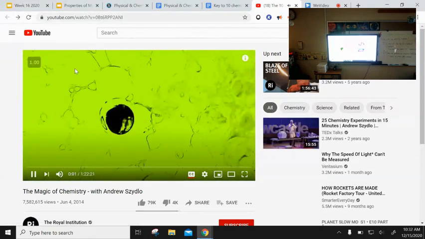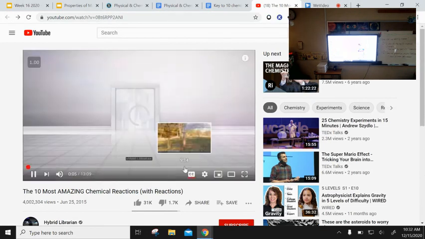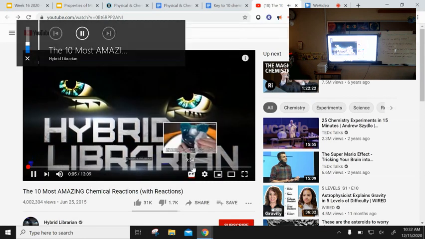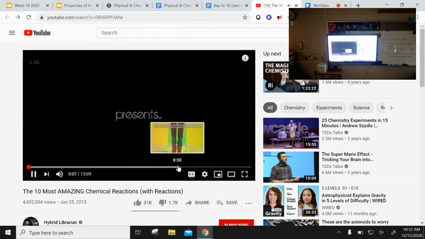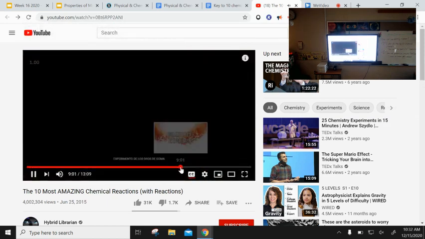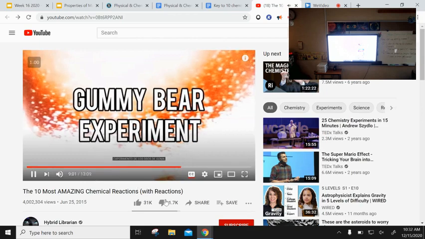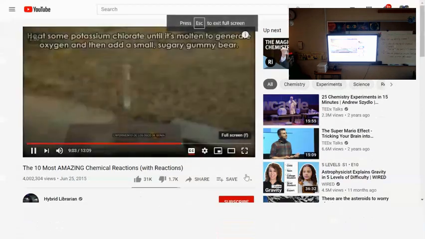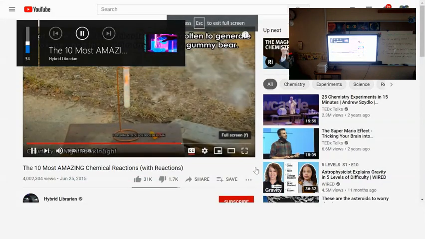As far as things you might have seen before, this gummy bear. So this gummy bear that you're going to see, if you've ever had a large gummy bear, this is not a regular size.